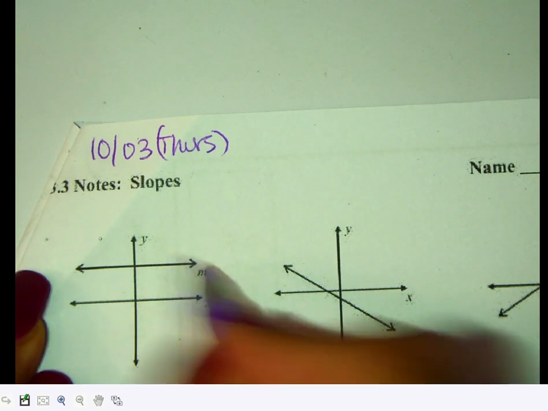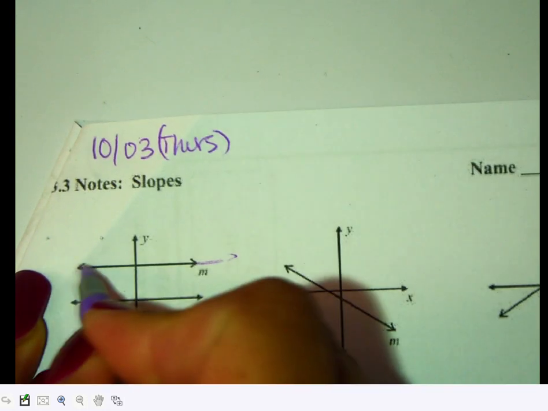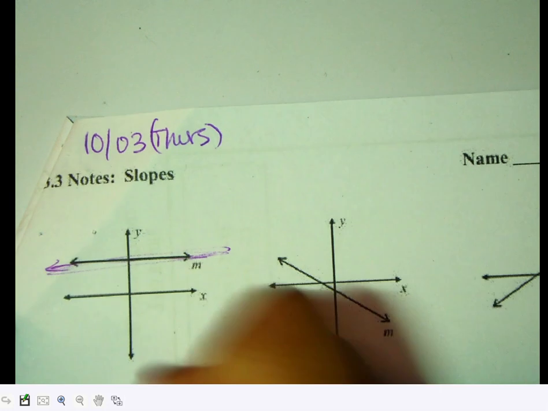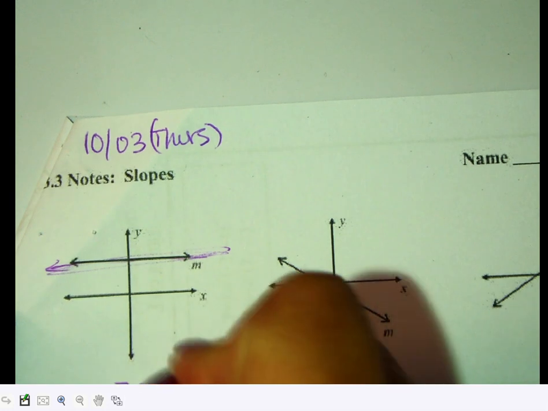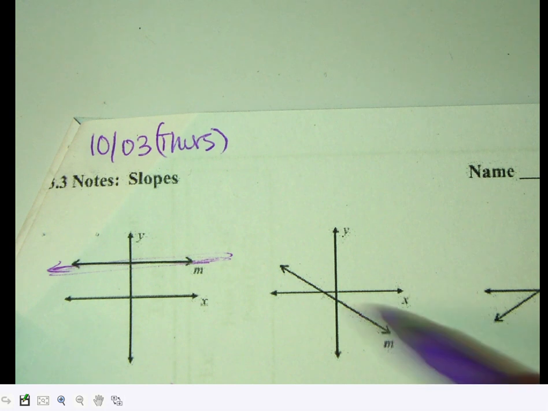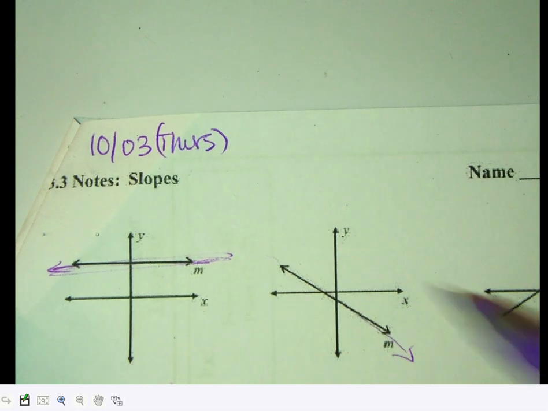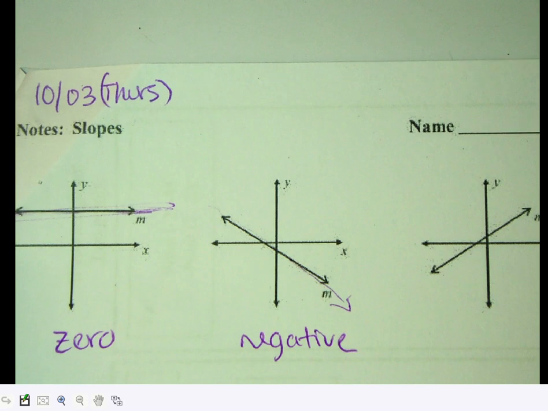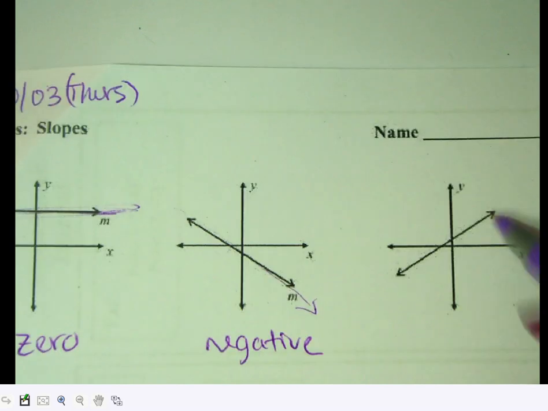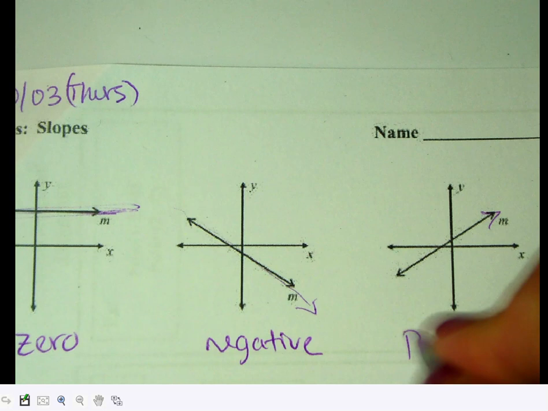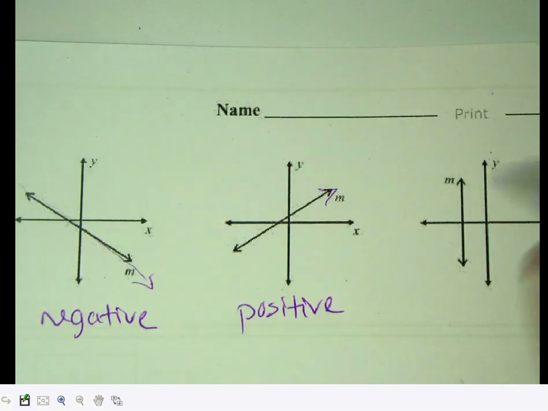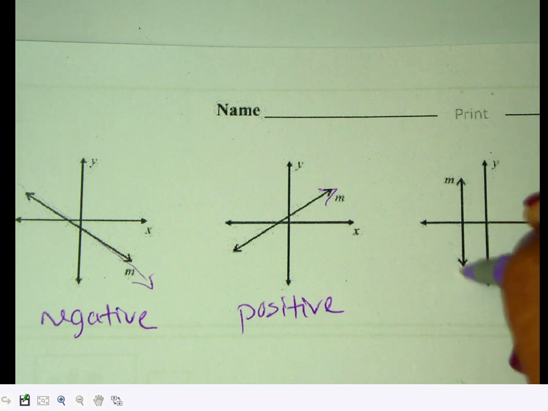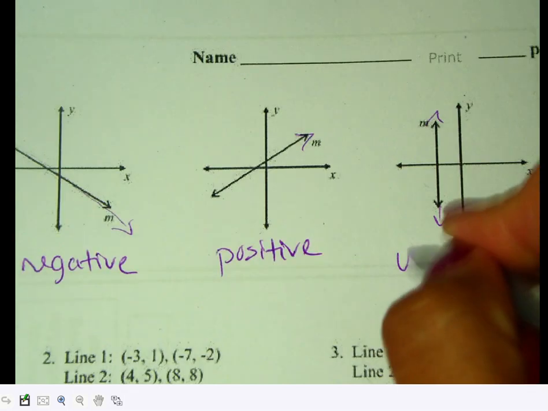First of all, when you have a line that is going left and right, flat, that's going to have a slope of 0. When you have a line that is slanted down, going down from left to right, this is a negative slope. When you have a line that is going up from left to right, this is a positive slope. And when you have a line that is going straight up and down, like a vertical line, this will be called undefined slope.